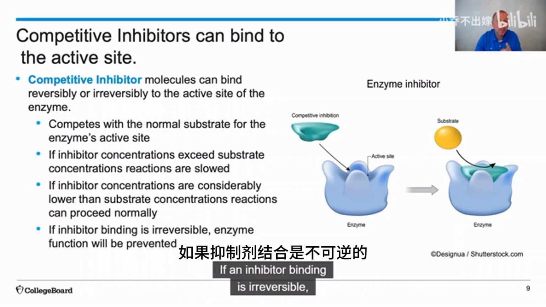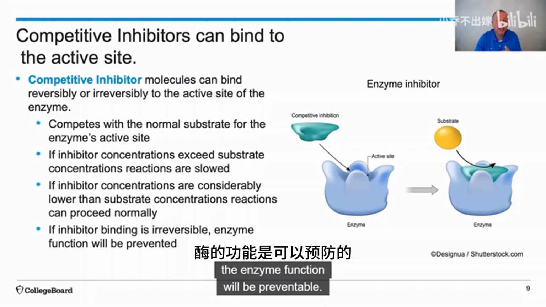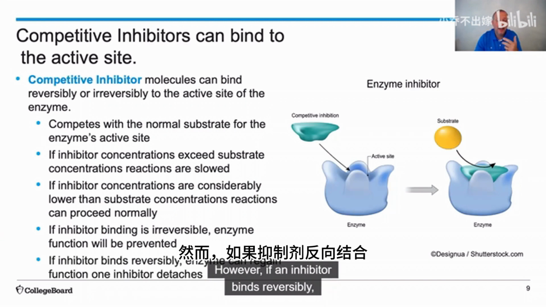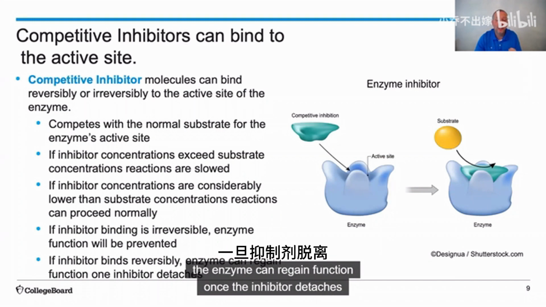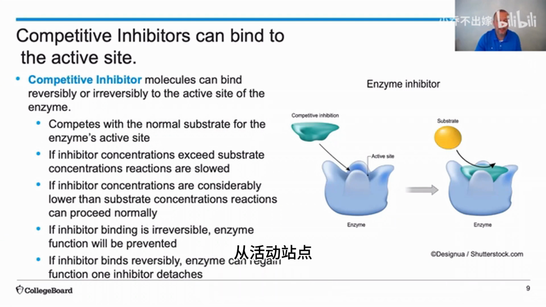If an inhibitor binding is irreversible, the enzyme function will be prevented. However, if an inhibitor binds reversibly, the enzyme can regain function once the inhibitor detaches from the active site.